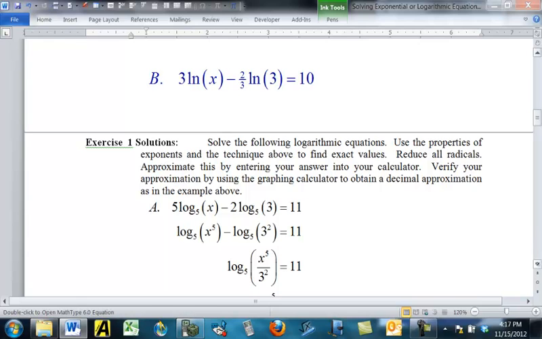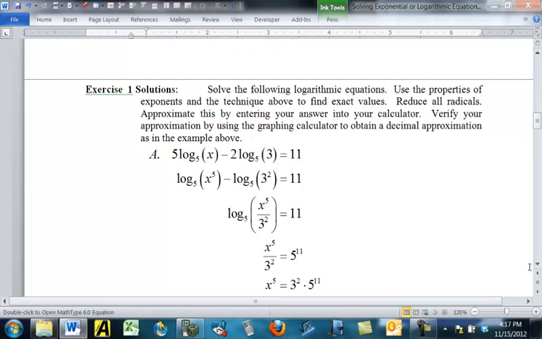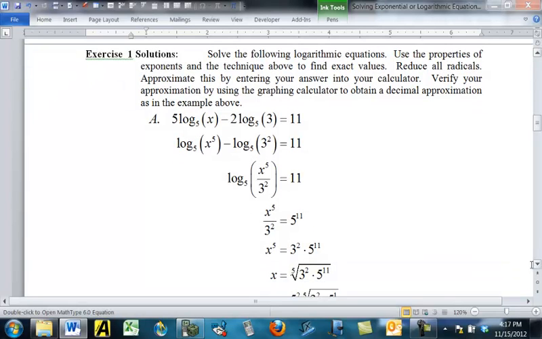Rewrite as an exponential. The base is 5. 11 is the logarithm. That's the power. So we get x to the 5th over 3 squared is 5 to the 11th. Multiply both sides by 3 squared. And now we've solved for x to the 5th. Just take the 5th root of both sides, and now we've solved for x. So at this point we have the answer. We just need to clean it up. We could probably type it in right at this point here and get a decimal approximation if we need to. But we want to reduce the radical here, so let's go ahead and do this.